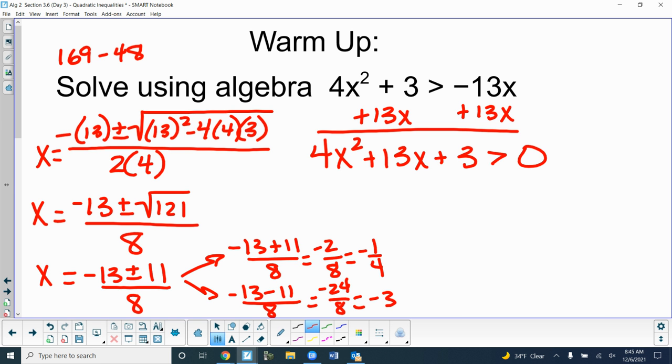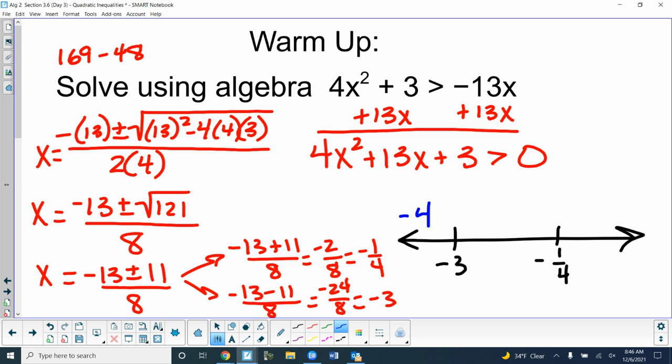Okay? So, what do we do next? This isn't finished. We have to draw a graph, right? What kind of graph? Yeah, a number line graph. All right, so negative 3 would be further left than negative 1/4, right? So we're going to pick a number left of that, a number between those, and a number right of that.